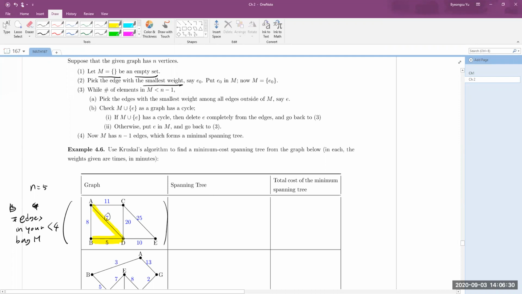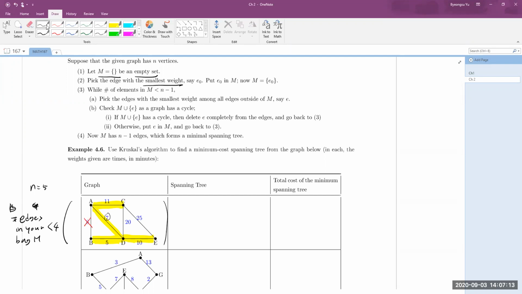And the next smallest edge is AB. But when you put AB in your bag, it creates a cycle ABD, which is a triangle, right? So you cannot add AB. So just delete it. And the next smallest edge is DE, which has a weight of 10, and it doesn't create any cycles, so you can add it to your bag. And the next smallest edge is AC, which also doesn't create any cycles, so you can put it in your bag. And now your bag has 4 elements, so it is full. So now you're done, right?